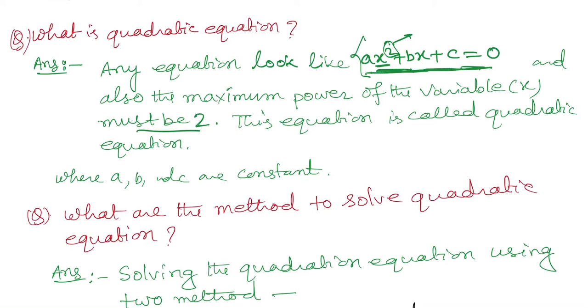When we solve this quadratic equation, we get two values of x. These two values are called the two roots of this equation. So what is the root? Basically, when you mathematically solve this quadratic equation, you get two values of x, and these two values are called the roots of this equation. Why do we get two roots from this equation? Because the maximum power of the variable is 2.